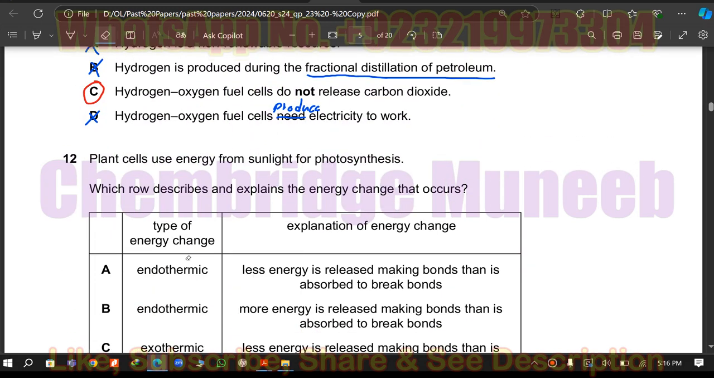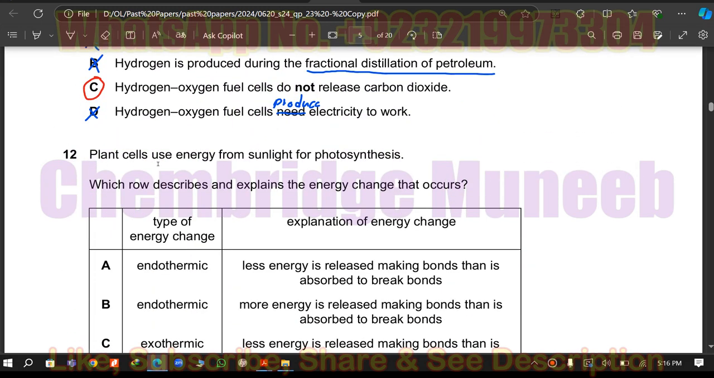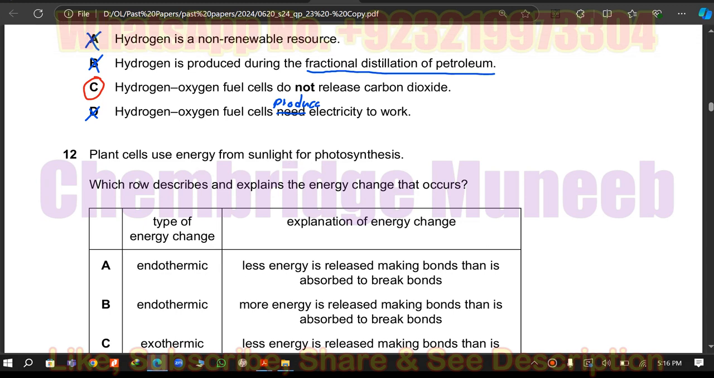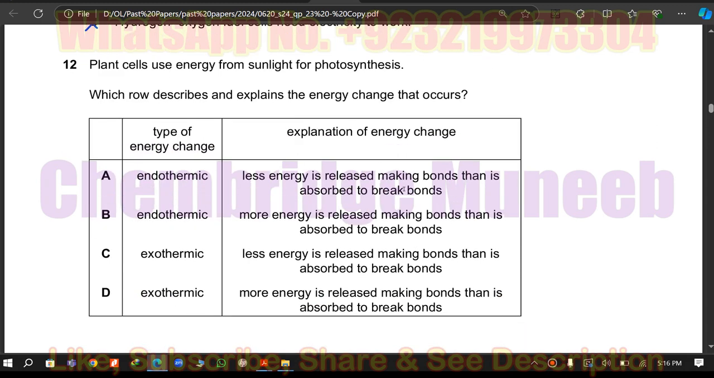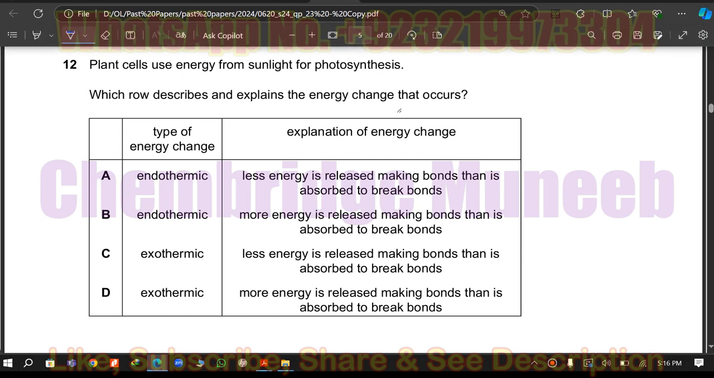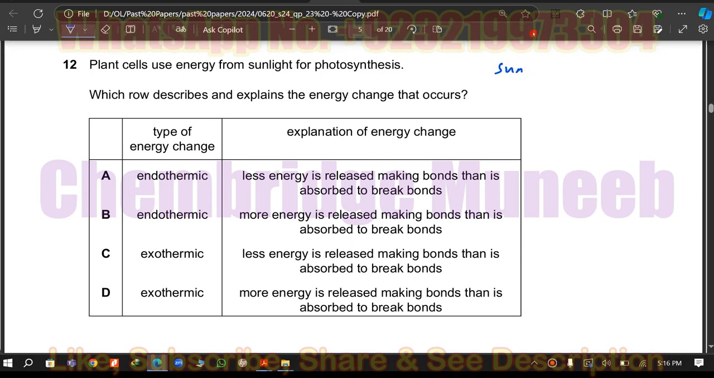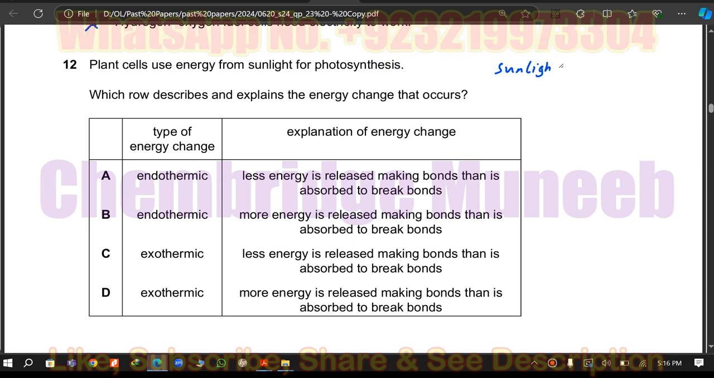Now the next question, question number 12. Plant cells use energy from sunlight for photosynthesis. Which row describes and explains the energy change that occurs? Okay, so as you must have read in your literature, for photosynthesis we consider that sunlight is absorbed by the plants. So since the energy is being absorbed, the type of energy change will definitely be considered as endothermic, because its heat energy is being absorbed or taken.